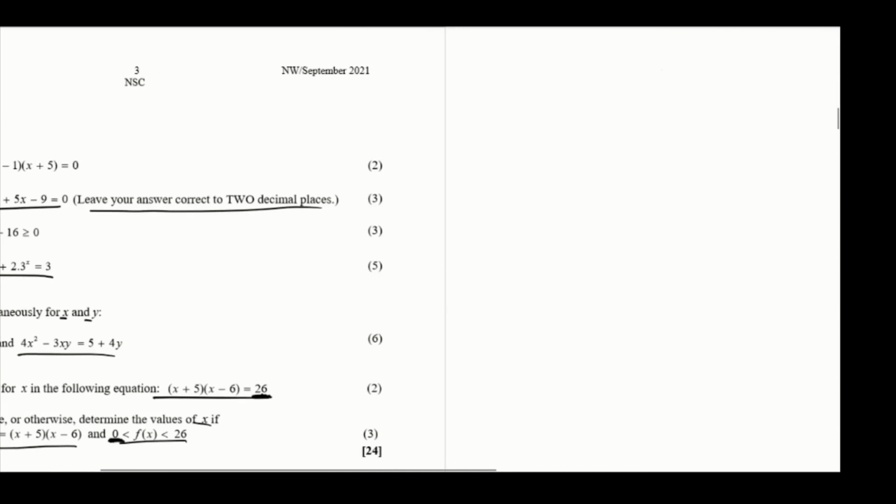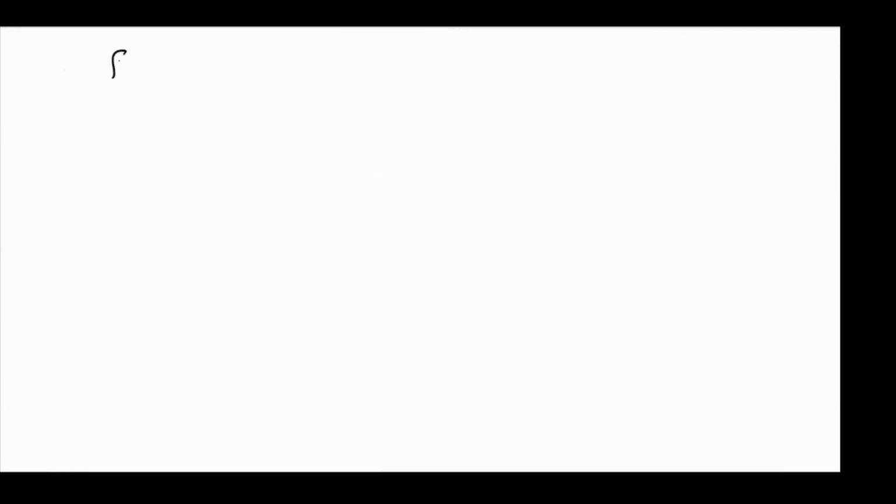Now for f of x equals 26, our solutions of x were x equals minus 7, or x equals 8.